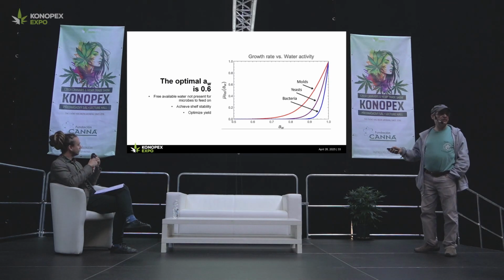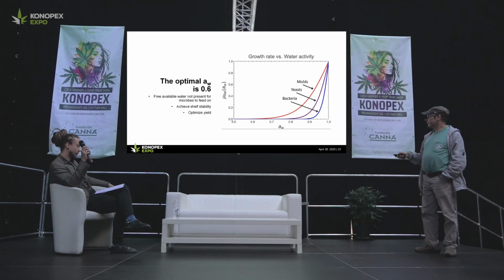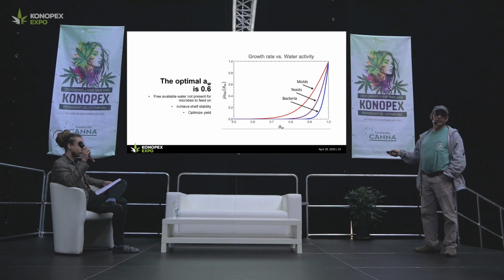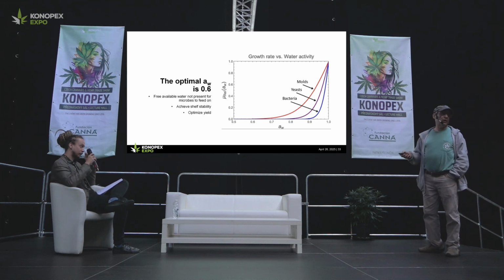Here's the explanation of your bacteria, your molds, yeast. You can see once you get to a 0.65, they no longer can grow. There's no longer enough free available water. So anything below 0.6 that you dry the flower to is just lost revenue. It doesn't improve the quality. In fact, the smoke is a harsher smoke.